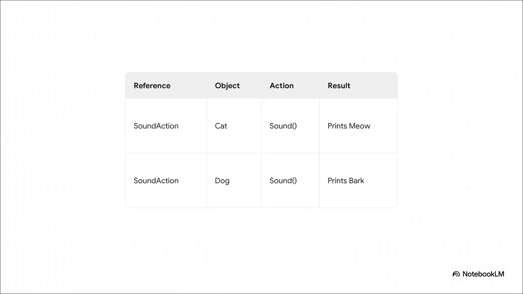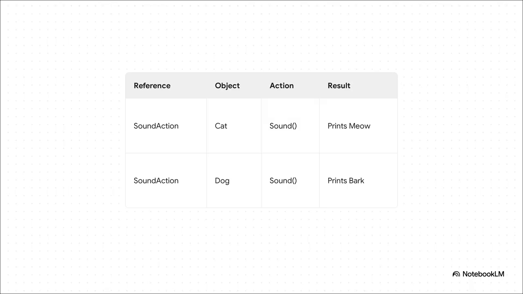Let's break down how this polymorphism actually works using some real Java logic. We're going to use the exact same action, or method call, which is soundAction. First, we declare a reference type of soundAction, and we assign it to a brand new cat object. When we call that soundAction method, the result is that it prints meow. Makes perfect sense, right? But now watch this.